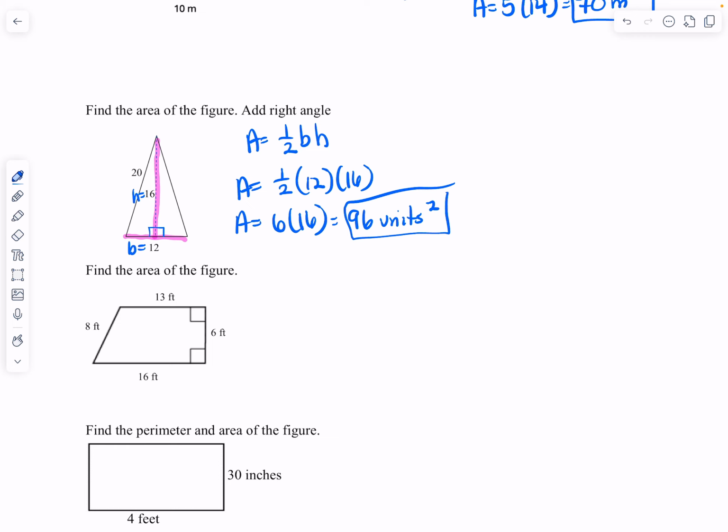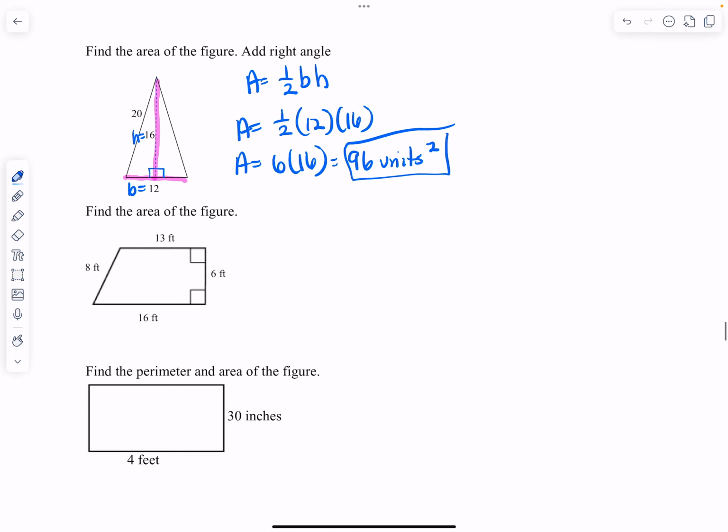Okay, find the area of the figure. Again, we have to identify what it is. It is a trapezoid. Okay, so the formula for a trapezoid is area equals 1/2 times the height, and then we're going to add the small base plus the larger base. Okay, so let's label everything. So the height, how tall it is, is 6. The larger base is 16, and the smaller base is 13.